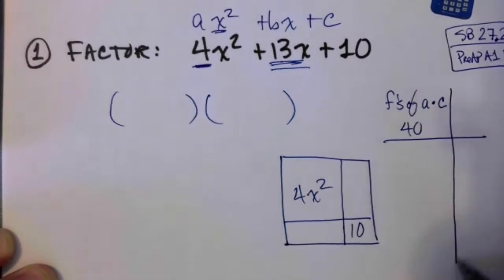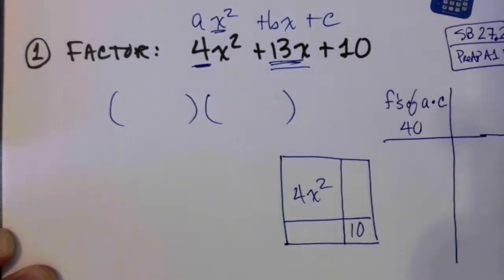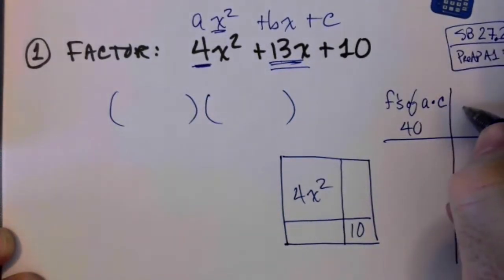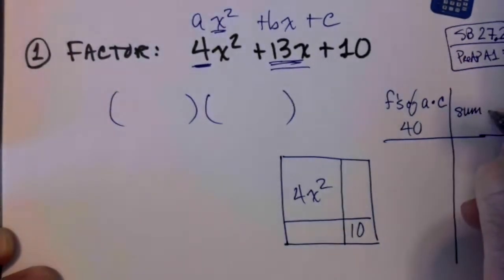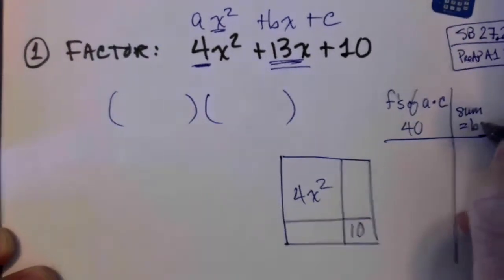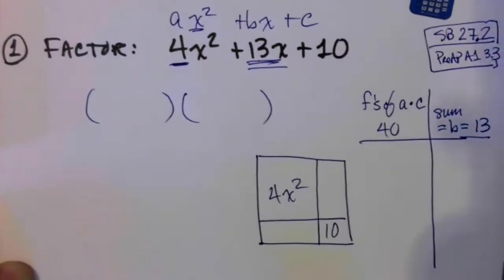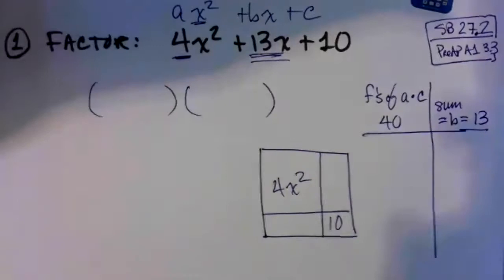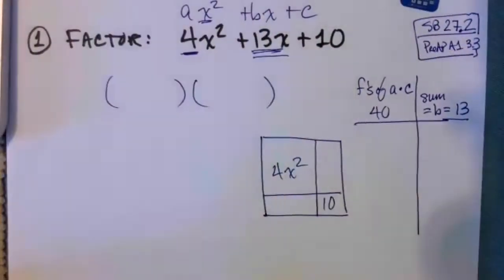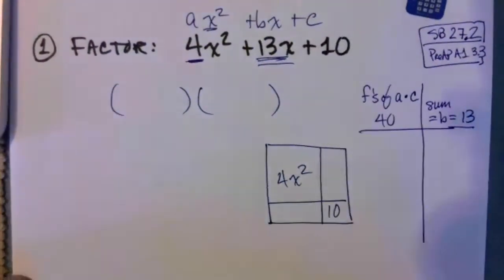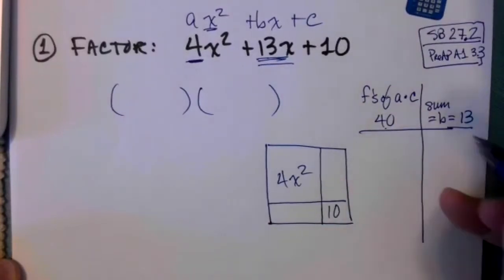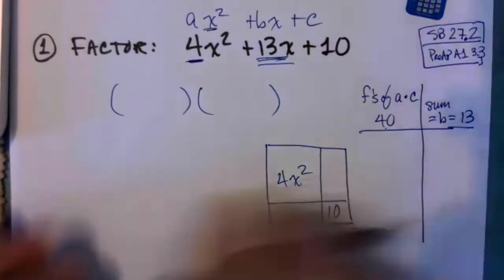You'll see why this works in a second, I hope. And the sum of those factors is still going to be b. So in this case, that's 13. I know I'm going just a smidge off screen. Sorry about that. Let me scooch. There we go. Okay, so we're going to look at the numbers that multiply to give 40 and add up to 13.